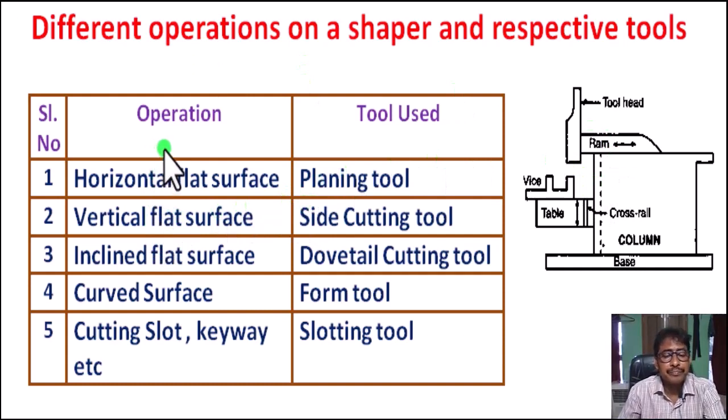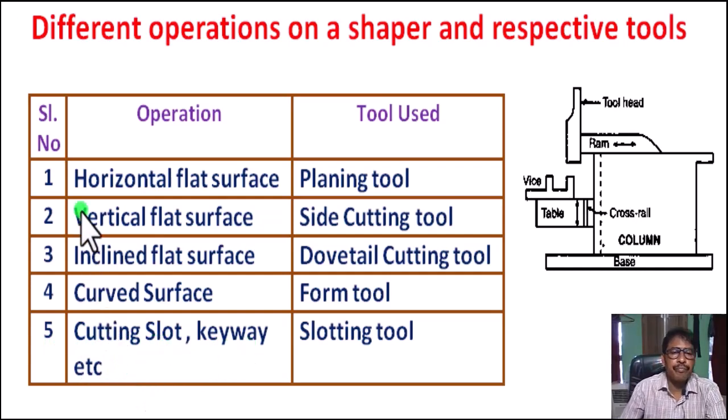Different operations on a shaper are: number 1, horizontal flat surface; number 2, vertical flat surface; number 3, inclined flat surface; number 4, curved surface; number 5, cutting slot, keyway, etc.